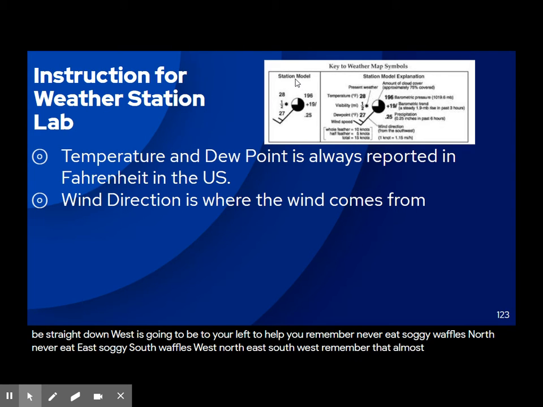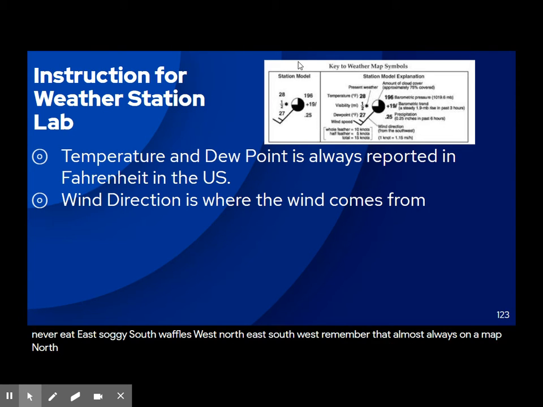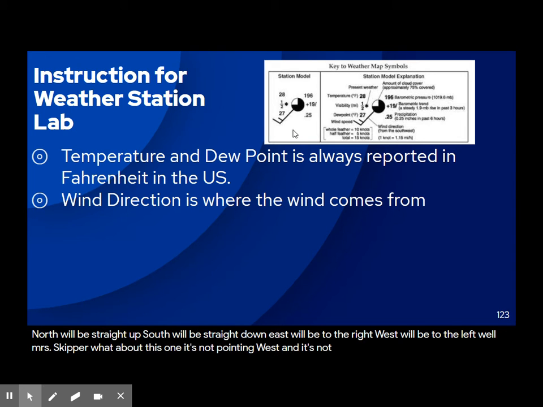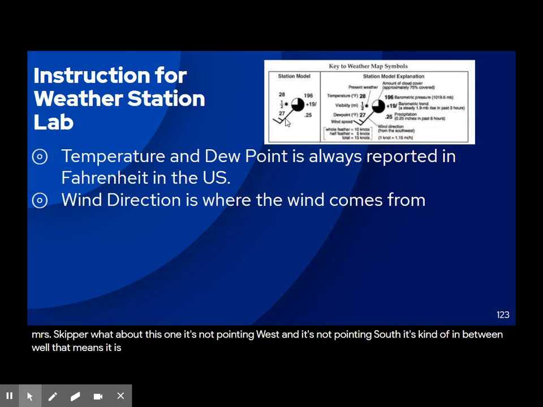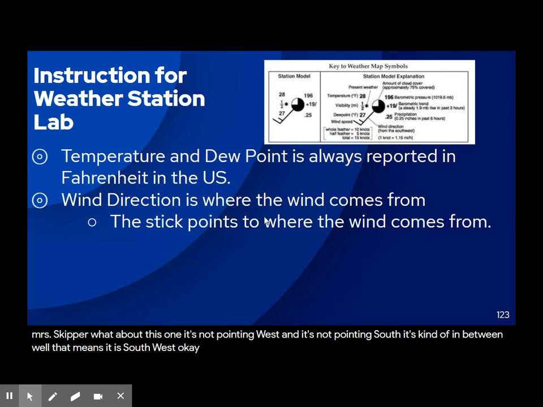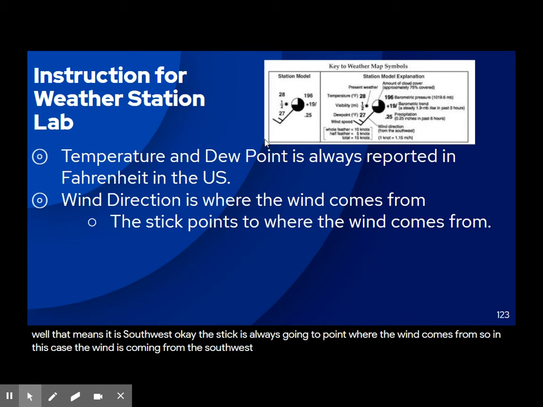Remember that almost always on a map, north will be straight up, south will be straight down, east will be to the right, and west will be to the left. Well, Mrs. Skipper, what about this one? It's not pointing west and it's not pointing south. It's kind of in between. Well, that means it is southwest. The stick is always going to point where the wind comes from. So in this case, the wind is coming from the southwest.